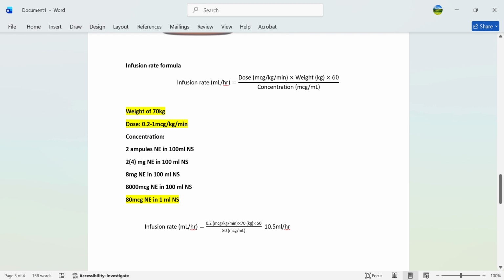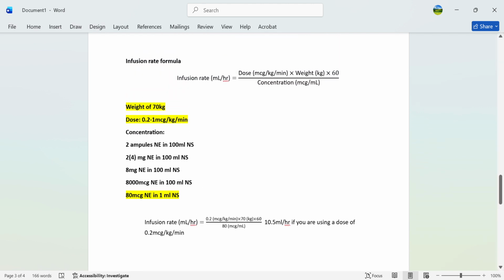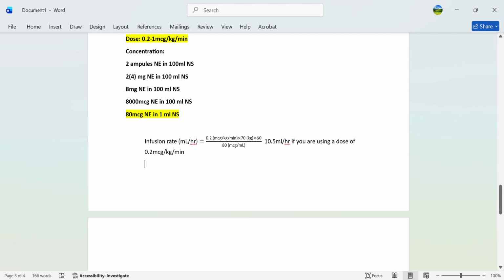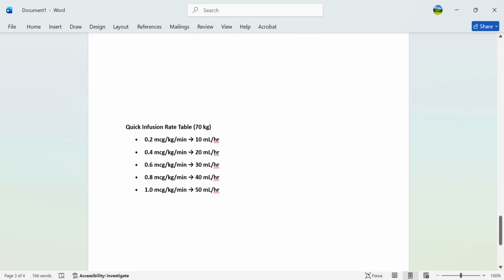So it's important, if you are using a dose of 0.2 microgram per kg per minute. Now, this is when you have mixed 2 ampules in 100 ml of normal saline. You are using a dose of 0.2, then it will be 10.5 ml per hour. So we know that the safe dose is 0.2 to 1 microgram. So we can go up to 1 microgram. So I have already calculated it, and for a patient of 70 kg, if you're using 0.2 microgram per kg per minute, then it will be 10 ml per hour, approximately. 10.5 is the exact value.